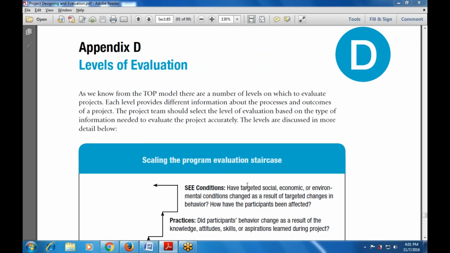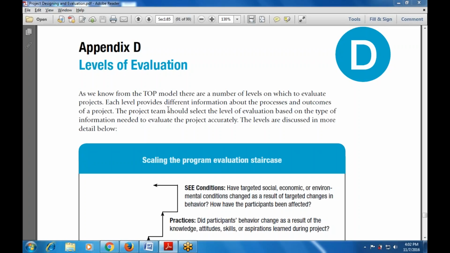So just recall what we have covered in the last class, so that we can use the various attributes and arguments. As you know from the top model, there are a number of levels on which to evaluate the project, and each level provides different information. There is different information about the process and the outcome. So what is the process and what is the outcome, or what are the outputs of the project?